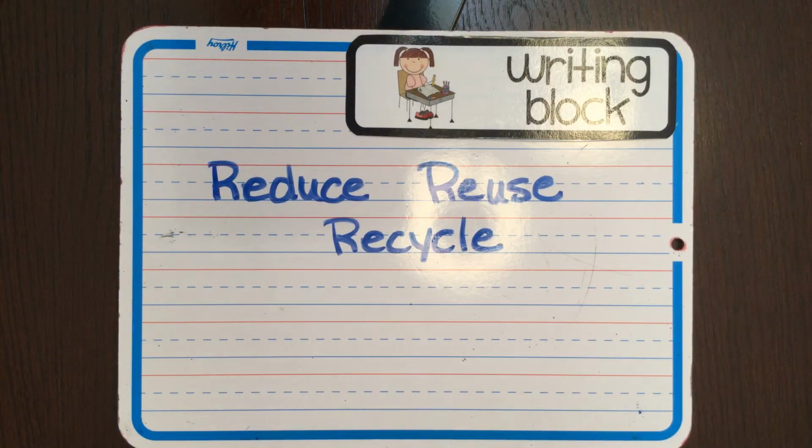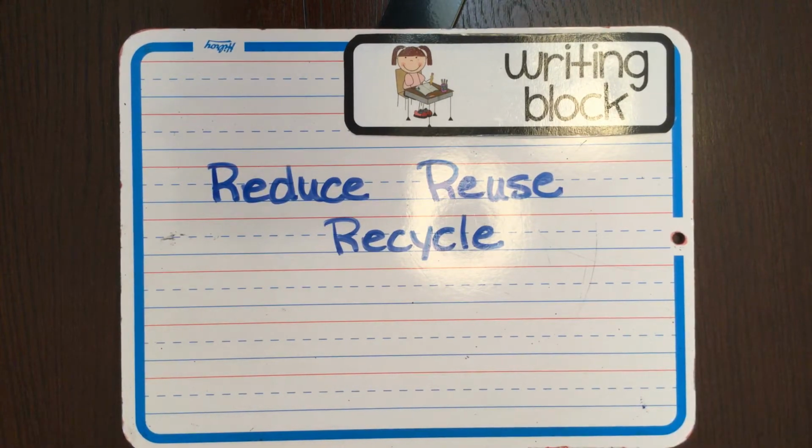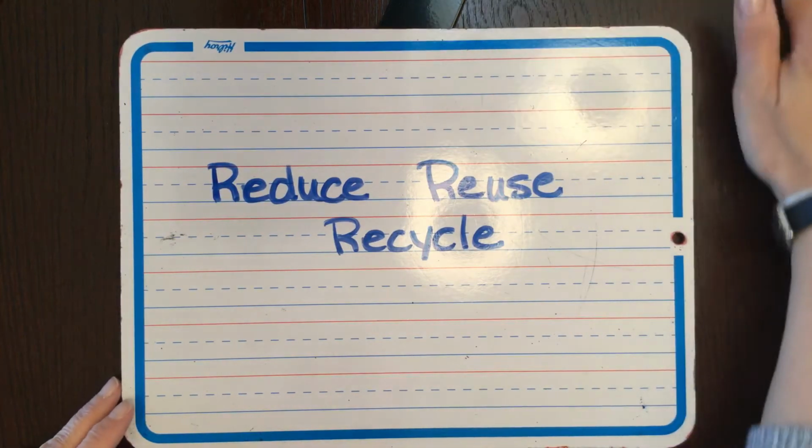My friends, it's Friday, April 24th, and today in our writing block we're going to be writing a short story, 3 to 5 sentences that tell us how we can reduce, reuse, and recycle to help us think about Earth Day and celebrating our week of taking care of the planet. So join me, my friends.